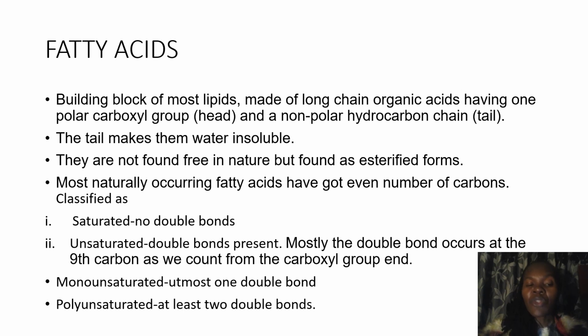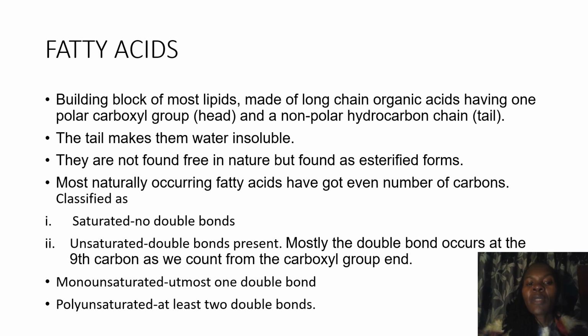Then under the unsaturated, we have the monounsaturated as well as the polyunsaturated. From the name, the monounsaturated have only one double bond. But for the polyunsaturated, there are at least two and above. Now for the unsaturated fatty acids, as much as they have a double bond, it's always between carbon atom number 9 and number 10.